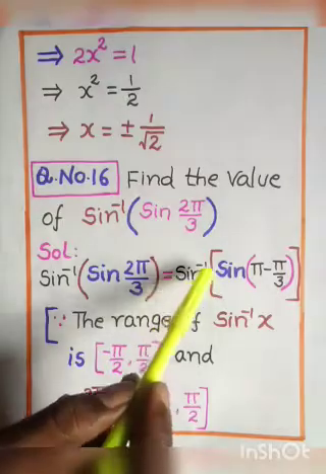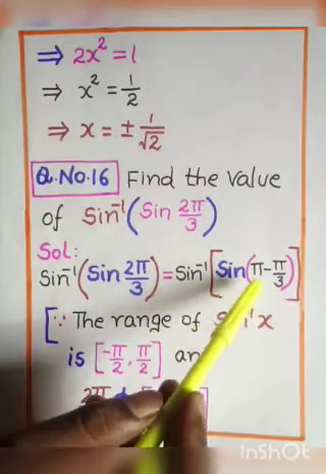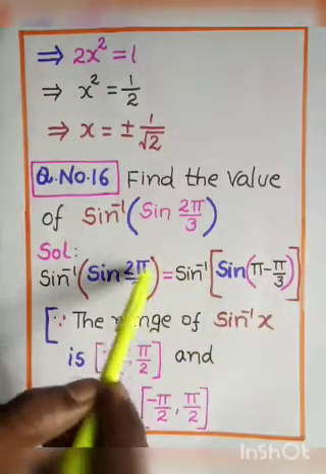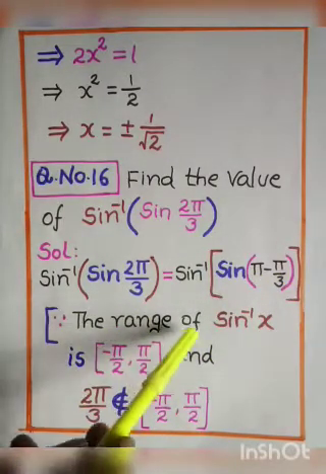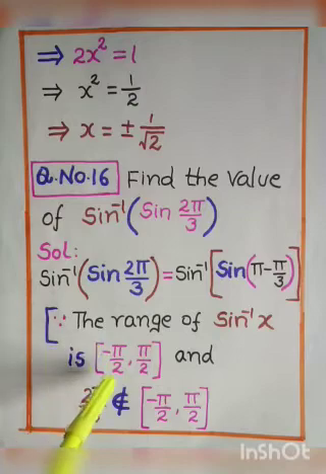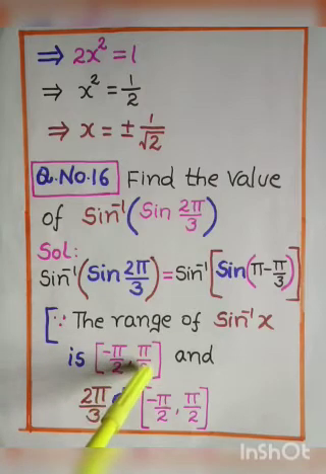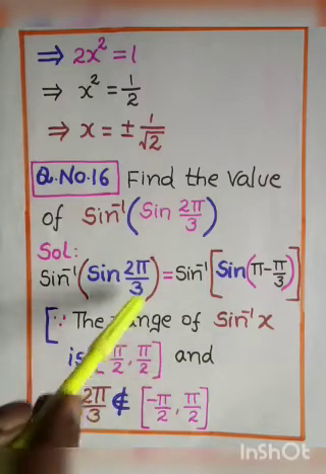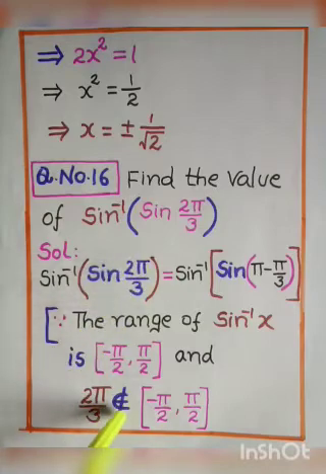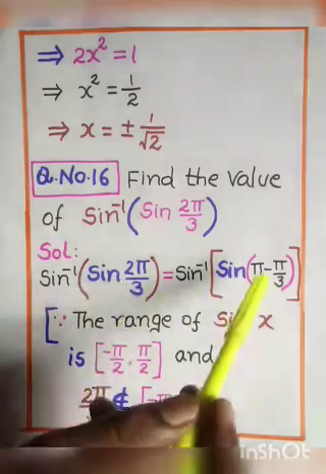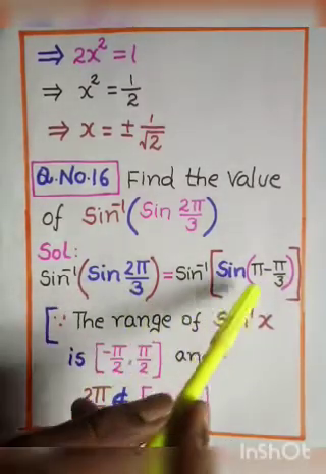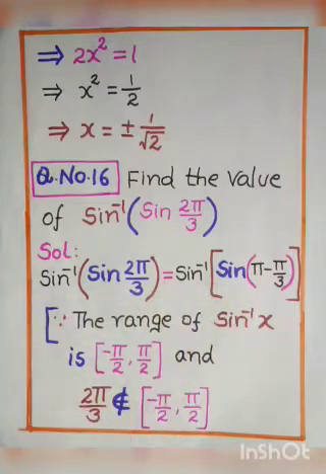That is equal to sine inverse of sine pi minus pi by 3. 2 pi by 3 can be written as pi minus pi by 3 because the range of sine inverse x is closed interval minus pi by 2 comma pi by 2, and 2 pi by 3, this angle does not lie in this interval minus pi by 2 comma pi by 2. That is why we are writing this 2 pi by 3 as pi minus pi by 3. Understood this step, my dear children? Right.